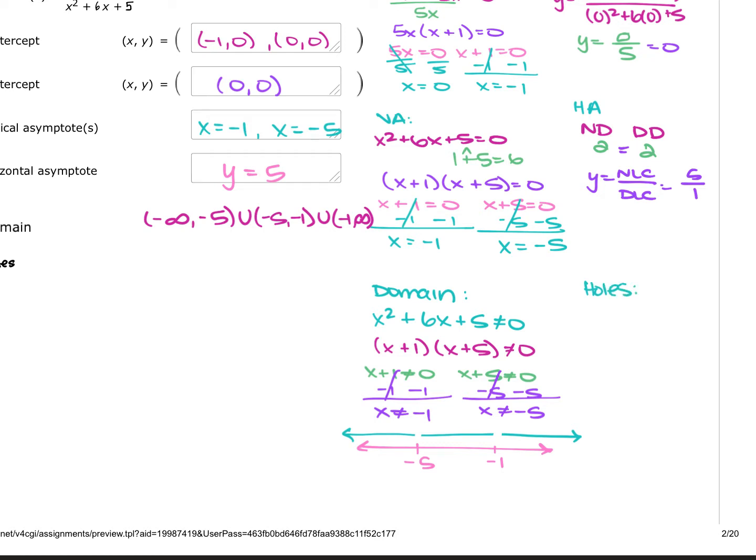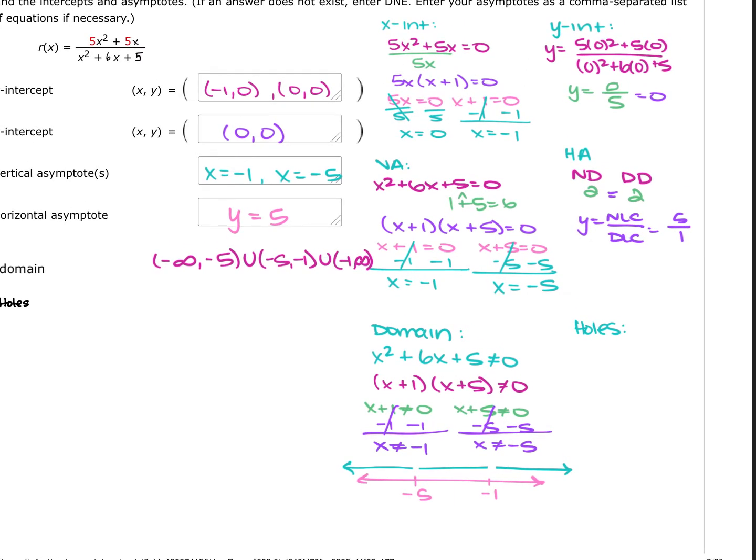Lastly, you're going to find your holes. You want to factor the numerator and the denominator and see what would cancel out or what's the same. When we did your x-intercept, you factored the numerator to be 5x times x plus 1. When we did the vertical asymptote and the domain, you factored the denominator to be x plus 1 times x plus 5. The part that is the same on both the top and the bottom is the x plus 1. So you'll take that x plus 1, set it equal to 0, and solve for x. Move your 1 over, subtract it from each side, and you have a hole at x is equal to negative 1.